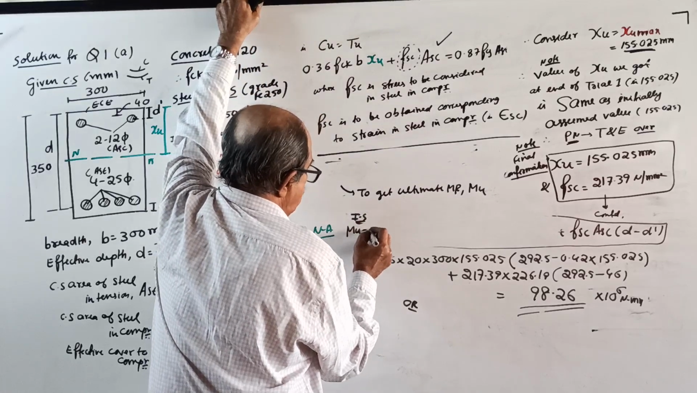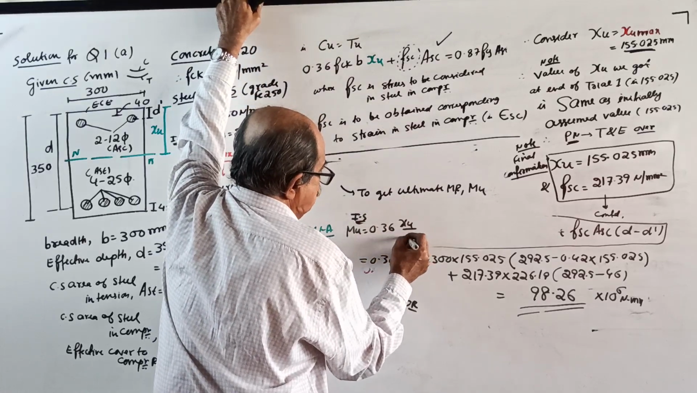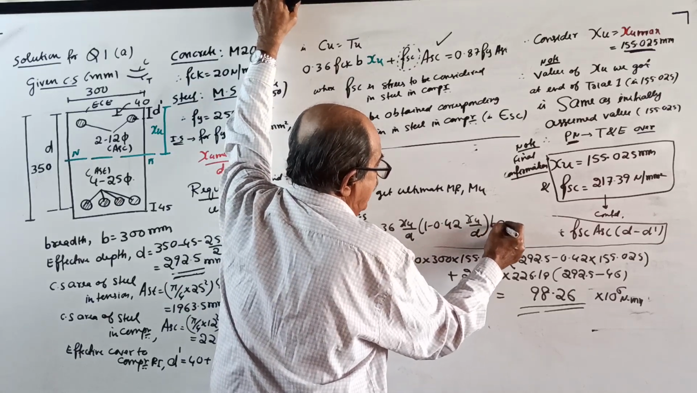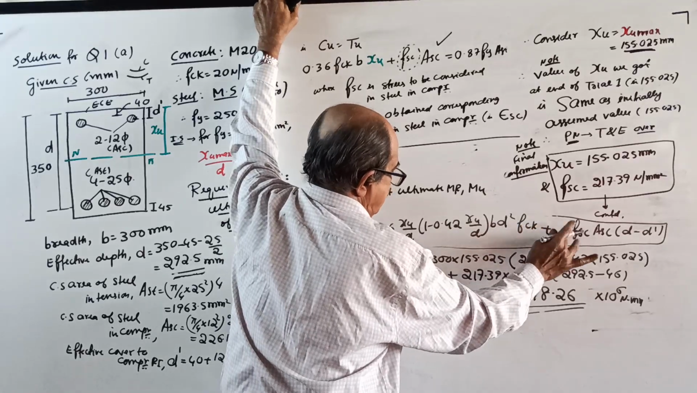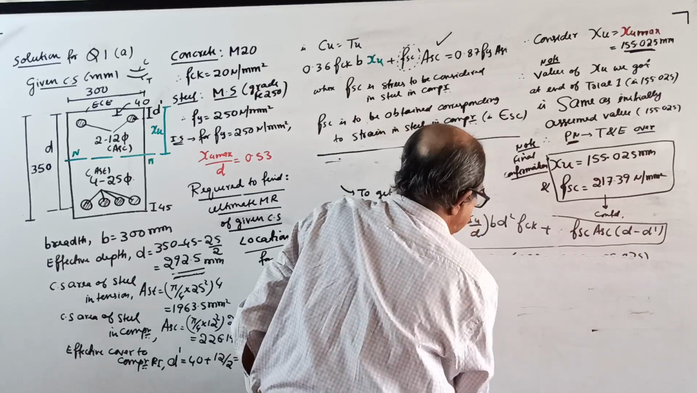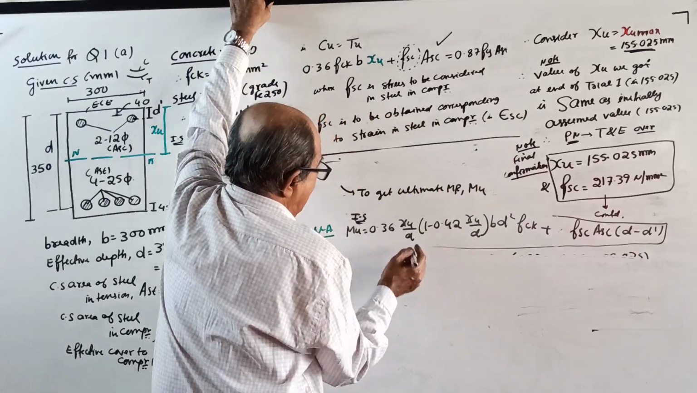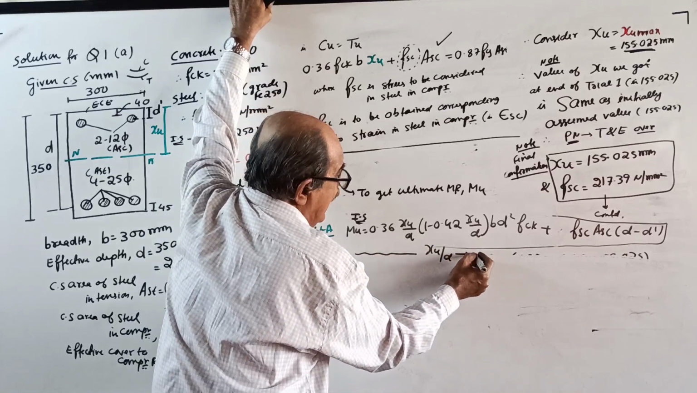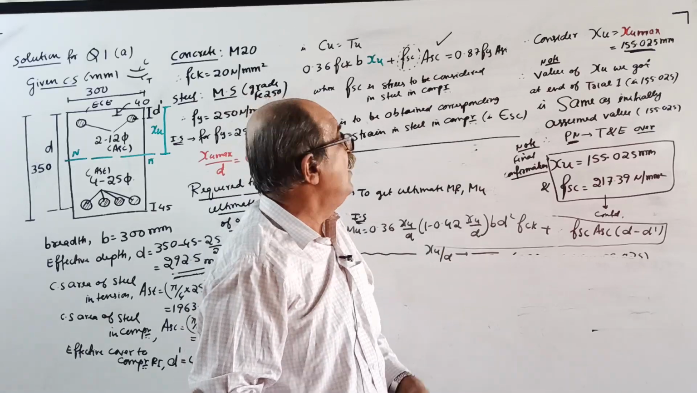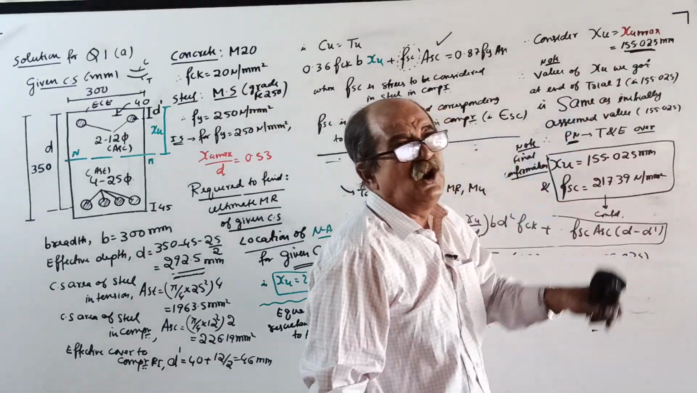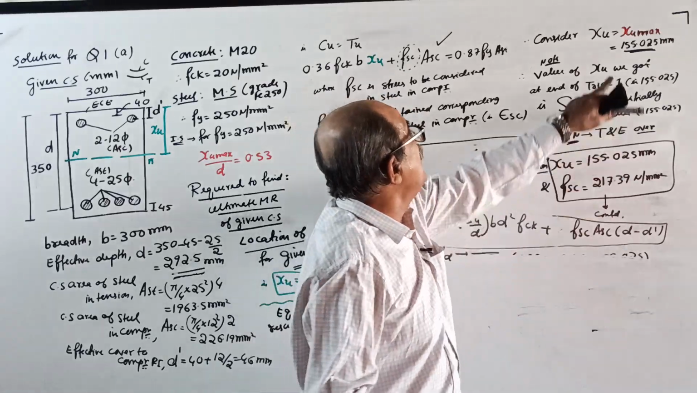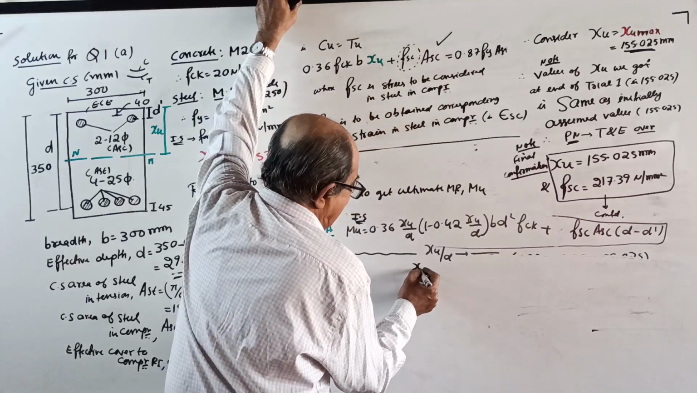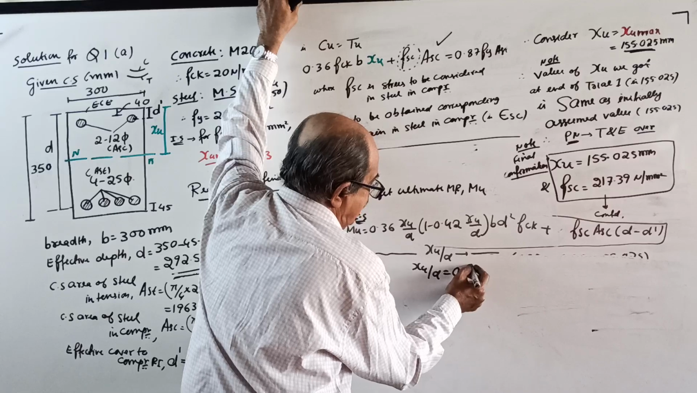Your MU equal to 0.36 into XU by D into 1 minus 0.42 XU by D into BD square into FCK plus same. Now, before you substitute, see, we got XU. We require, write a note here: before substituting, we require XU by D with little higher accuracy. But here not required because our XU is 155.025. That is actually XU max. So your XU by D is 100% equal to XU max by D. Therefore, you can tell directly XU by D equal to 0.53.